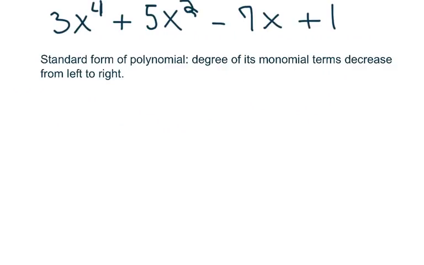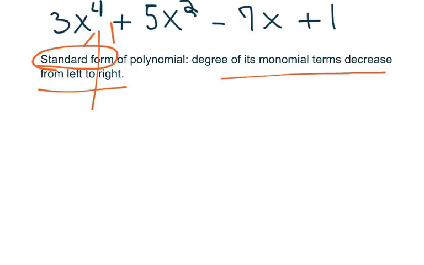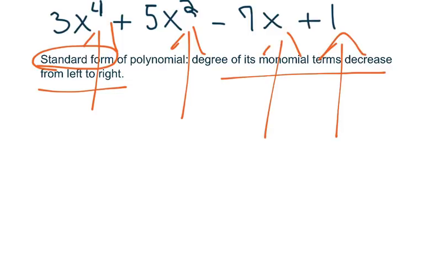Polynomials are always expressed in what's called standard form, which means the degree of its monomials decrease from left to right. So if we look at the same polynomial above, you notice how the exponents decrease? That means that this polynomial is in proper standard form. And that's the next thing that we're going to talk about. I'm going to have a bunch of different ones that we're going to place in order, and then we're going to classify it.